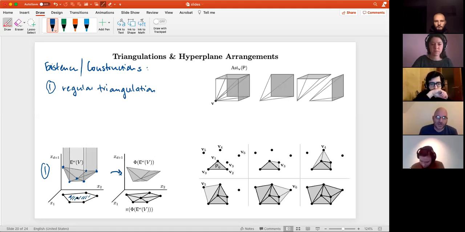So whenever somebody like Max or me say the word triangulation, 95% of the time we mean a lattice triangulation. Yeah, so we start with a lattice polytope, and if we say triangulation of a lattice polytope, we probably mean 99% of the time that we want to have a lattice triangulation. Okay, so that's one construction.